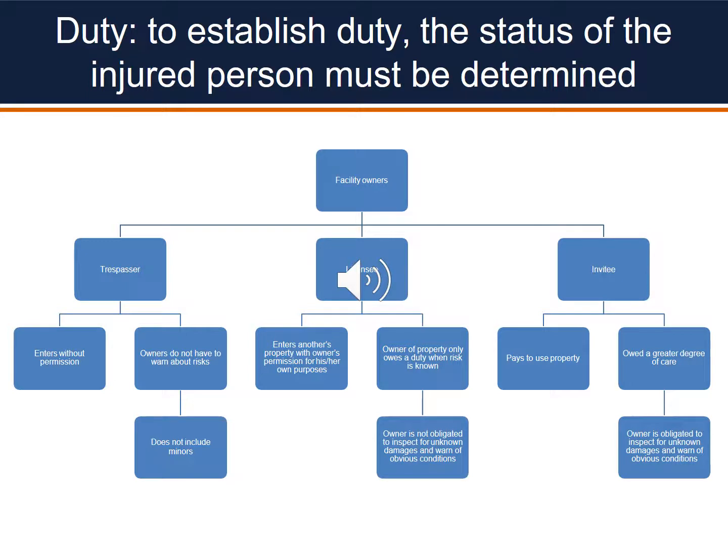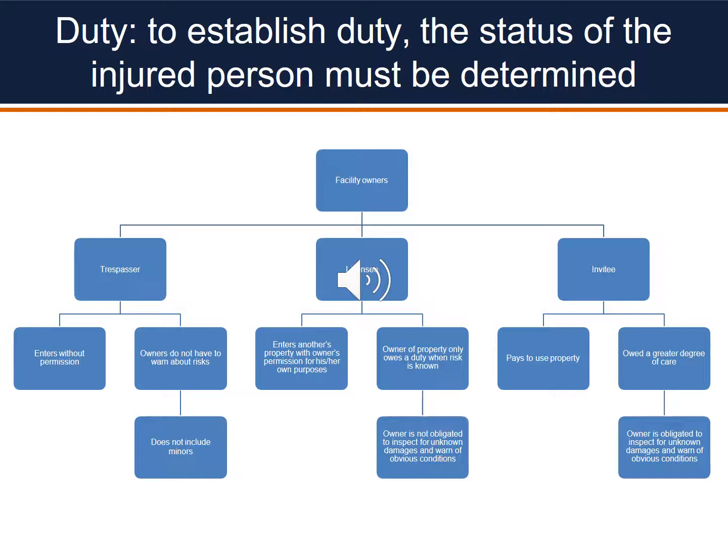Is it a licensee? Does this individual enter a facility, again, whether it's a batting cage or a professional ballpark, and enter another's property with the owner's permission for his or her own purposes? For example, if an organization wants to rent out a portion of, we'll say, Minute Maid Park for a special social event, that individual indeed does have the permission of the facility owner, therefore they're a licensee. The owner of the property, in our instance, Minute Maid Park, only owes a duty when the risk is known. The owner is not obligated to inspect for unknown damages, only to warn of obvious conditions.